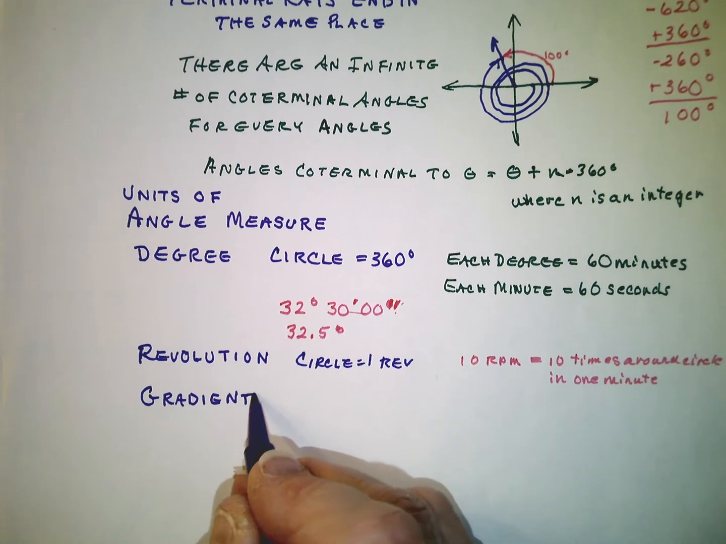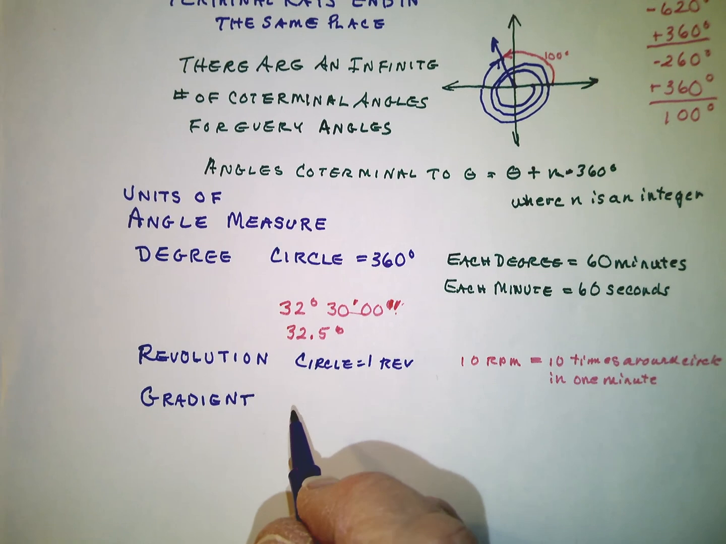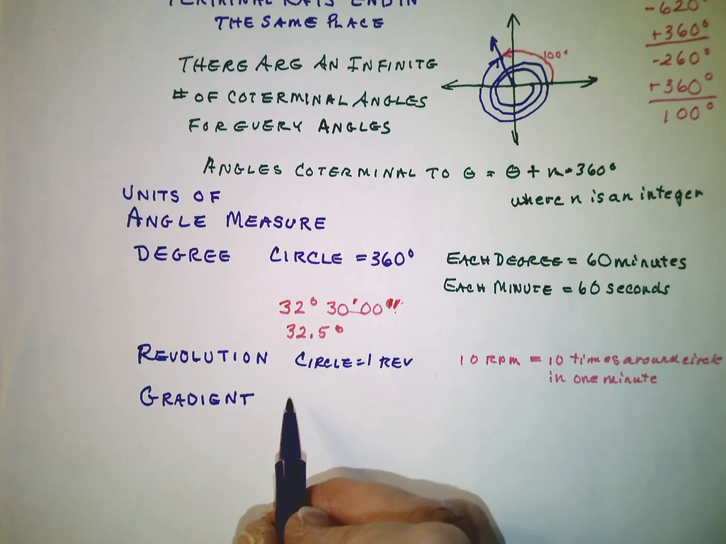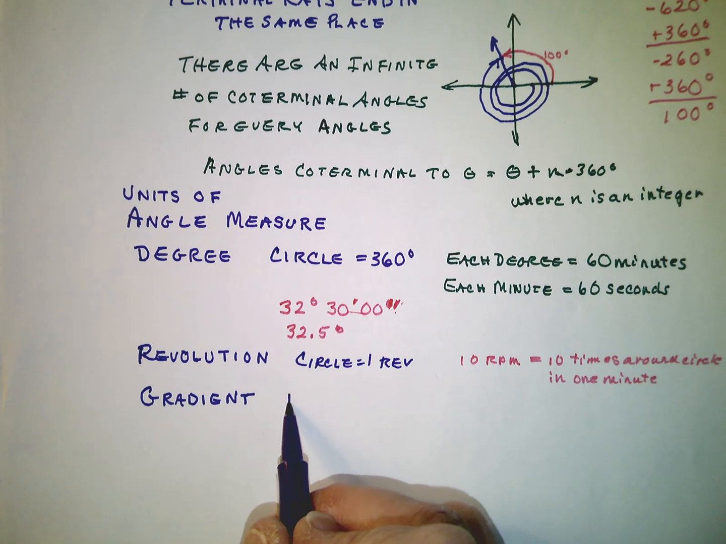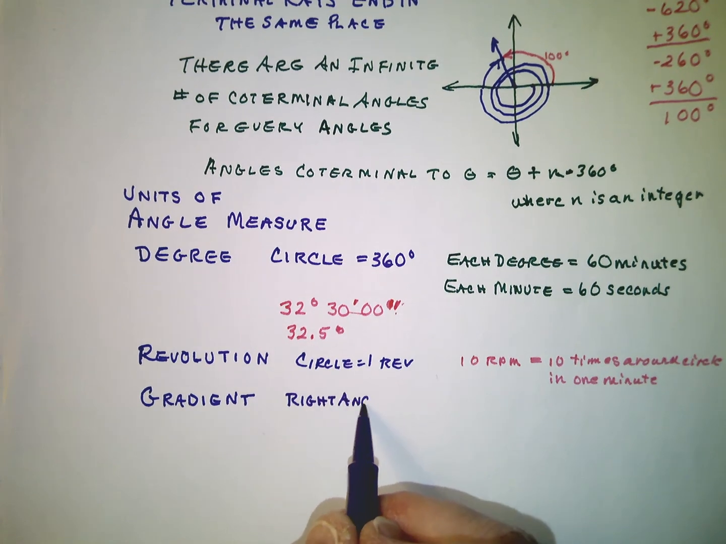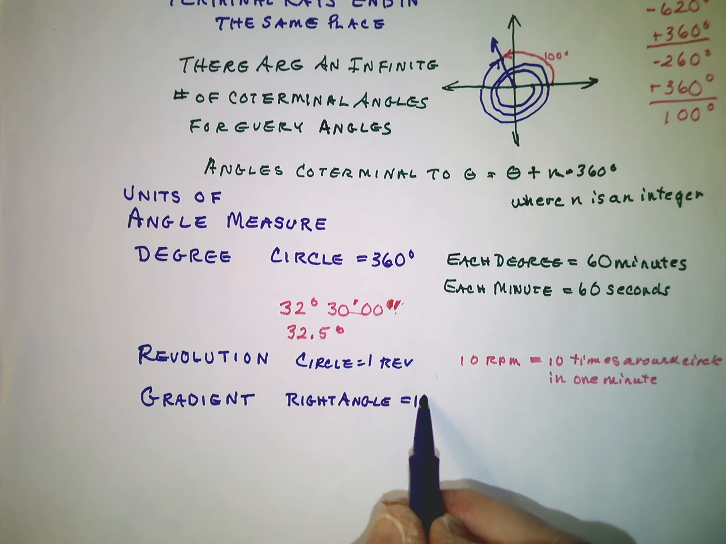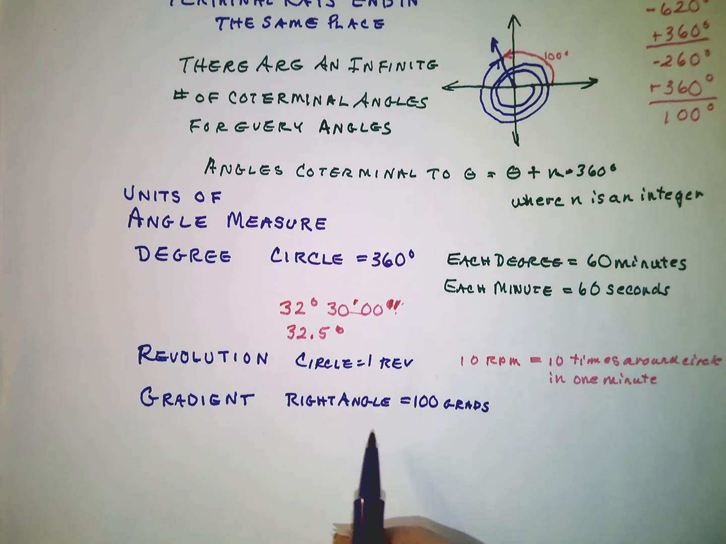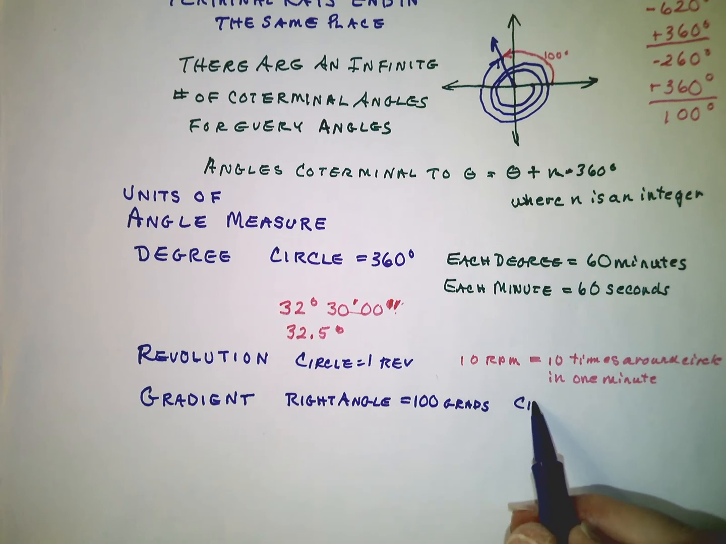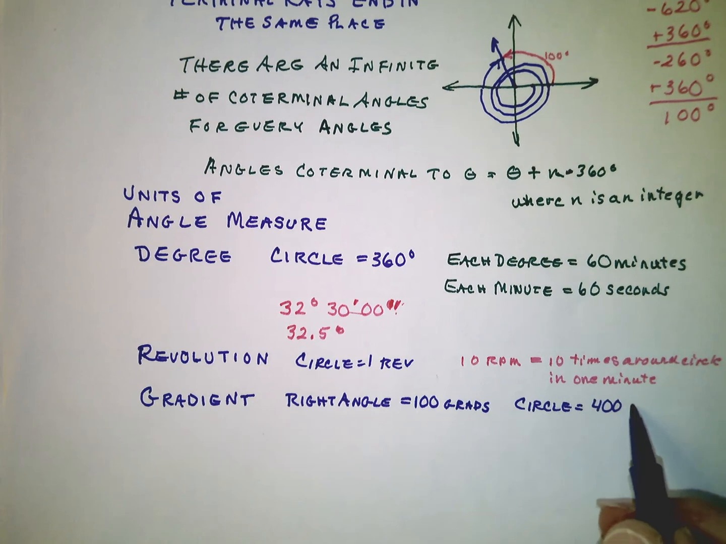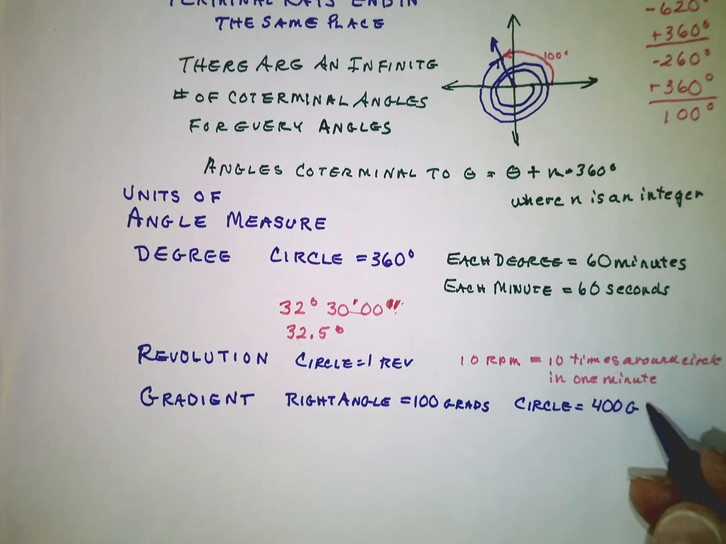And this is abbreviated grads. Scientists thought it was very inconvenient for a right angle to have 90 degrees because they were working a lot with percentages. So for the gradient, a right angle equals 100 grads. Which means 1 full circle is going to equal 400 grads, which actually makes as much sense as 360.